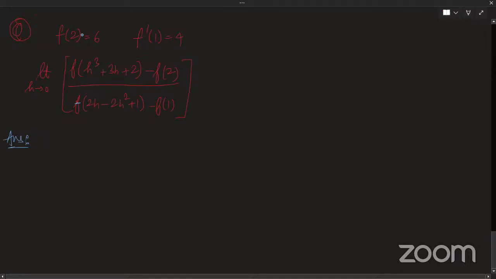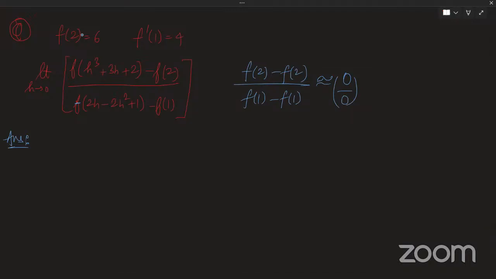Can you tell me which form of limit is this? 0 by 0. How did you get 0 by 0? You just put in the value. So you'll get f of 2 minus f of 2 in the numerator and f of 1 minus f of 1 in the denominator. So it will be 0 by 0. Great. So if it is 0 by 0, should I go for differentiation, like L'Hopital's rule? Yes, sir. Great, so I'll go for it.